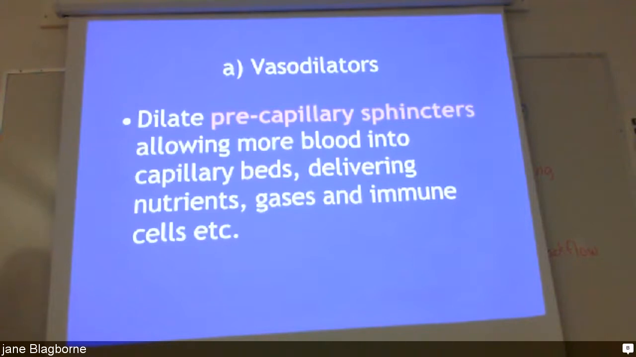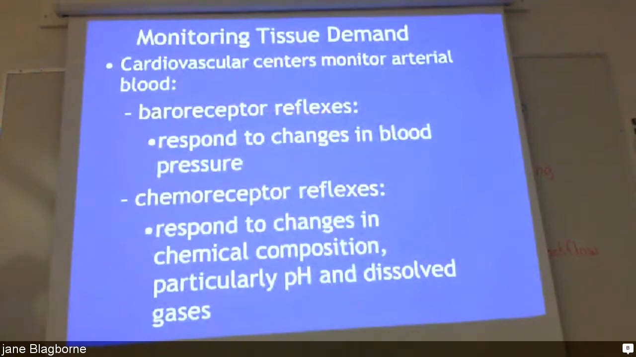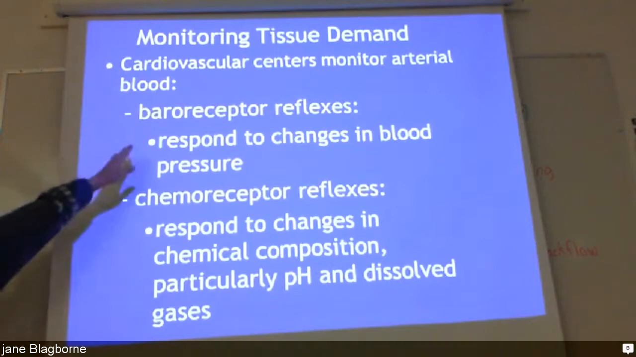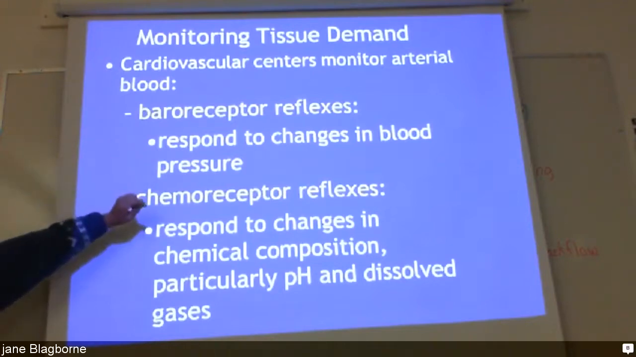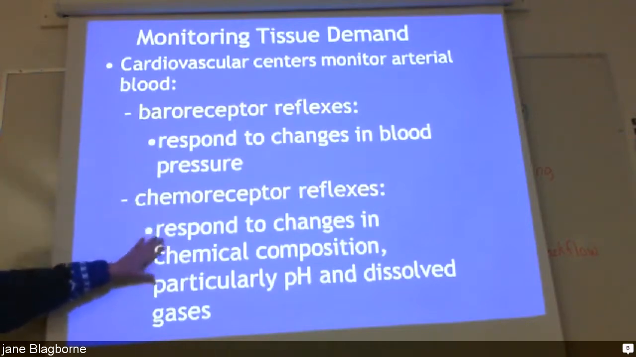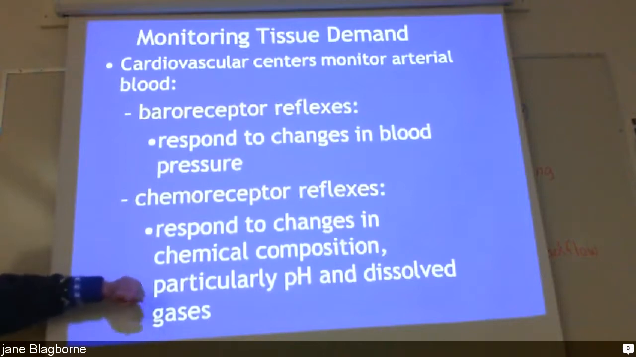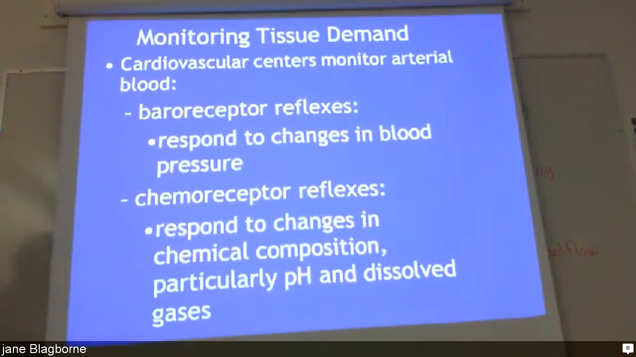I think of, well, epinephrine for sure is a vasodilator. There's lots in little. So we talked about the baroreceptors already, responding to the blood pressure, and the chemoreceptors as well, which respond to the change in chemical composition and the pH of the blood and dissolved gases.